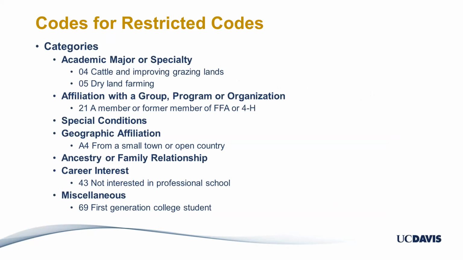These are the different categories: academic major, affiliation with a group, special conditions, career interests, miscellaneous. Like I said, there's tons of these. These are some of the ones that are harder to award, so maybe look at these specifically. That's why it's a good thing you're on the webinar.